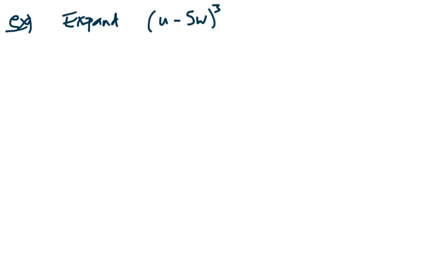Okay, next example. Expand (u - 5w) cubed. This is different because we've got a minus. What we have so far doesn't actually tell us how to address this. What we're going to do is kind of a standard trick. Instead of saying minus, we're going to say plus the opposite.